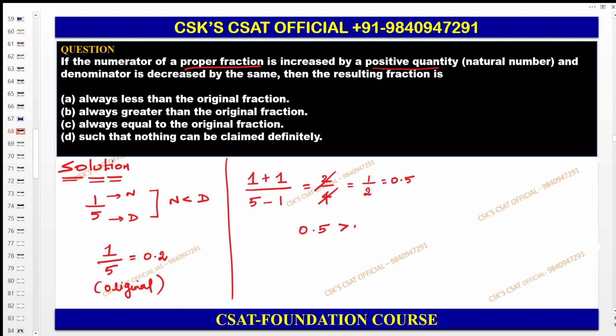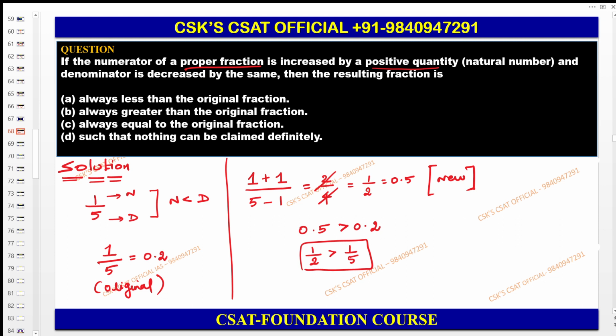You can say that 0.5 is greater than 0.2. In another way, you can say 1 by 2 is greater than 1 by 5. It applies to all natural numbers. Even if you increase the numerator by some other natural number, here we have taken 1, you can take any natural number apart from 1 also. In that situation also, the newly obtained fraction is always greater than the original fraction. Please remember these things.